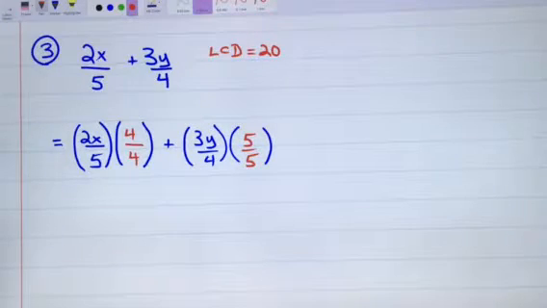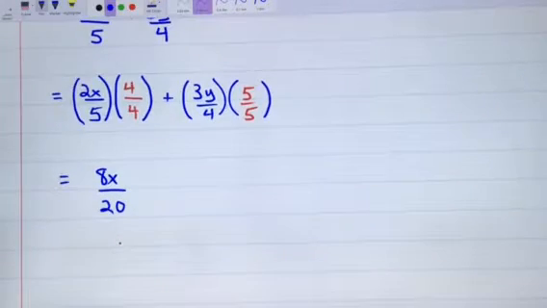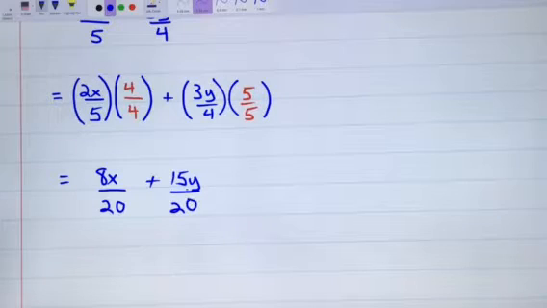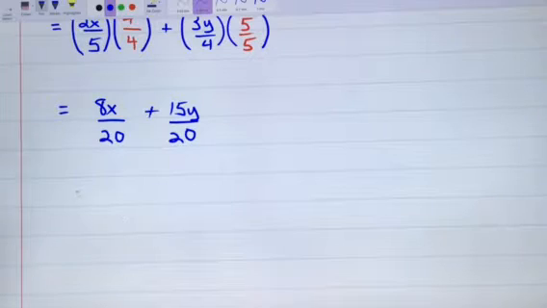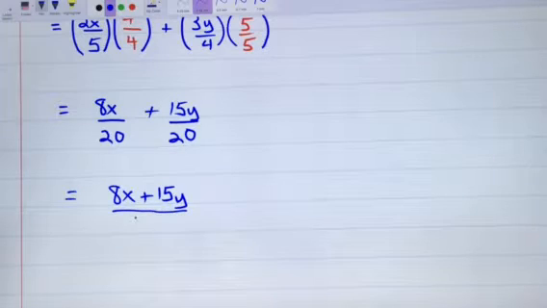So, taking what we have now, I have 2x times 4, so I have 8x over 20. 3y times 5 becomes 15y. And 4 times 5 is going to be 20. And if you notice, both denominators are identical. So upon combining, for this single rational expression, we have 8x plus 15y all over 20.